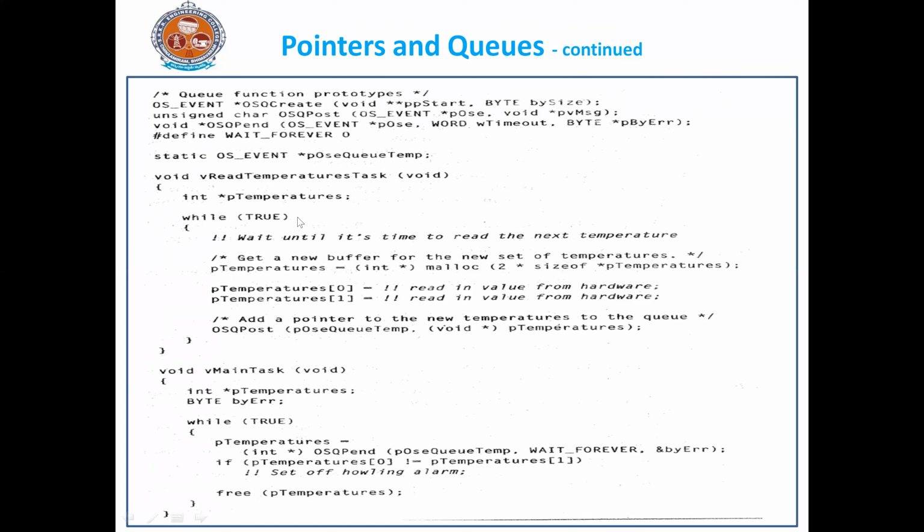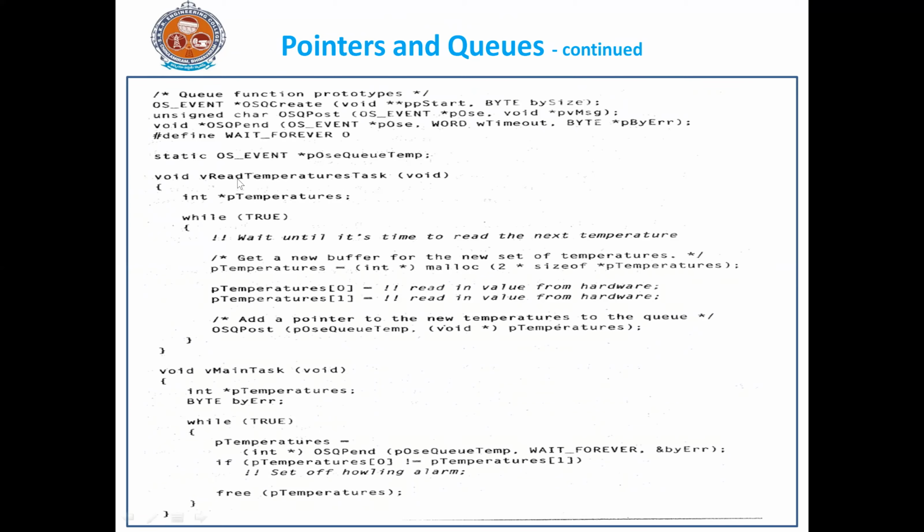So here, what we are doing? First of all, you have to create the queue, with OS event OS queue create. This is the function prototype that will create the queue for your application. And OSQ post is the function prototype for writing onto the queue, and OSQ pend is the function prototype to read from the queue.